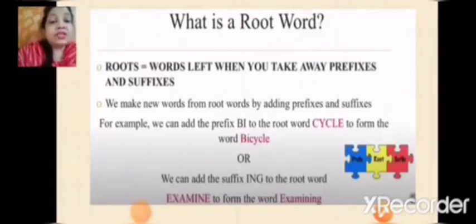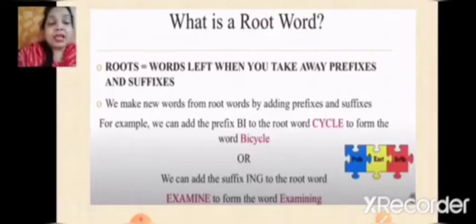So now children, we need to first understand what we mean by root word. As we know, root words are those words left when you take away prefixes and suffixes. Now we can also make new words from root words by adding prefixes and suffixes to them. Now let us check one example.